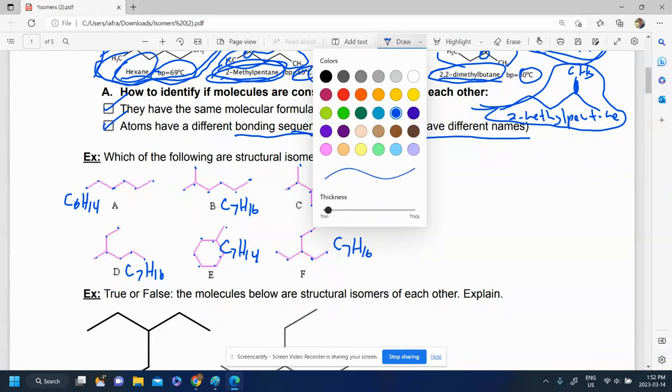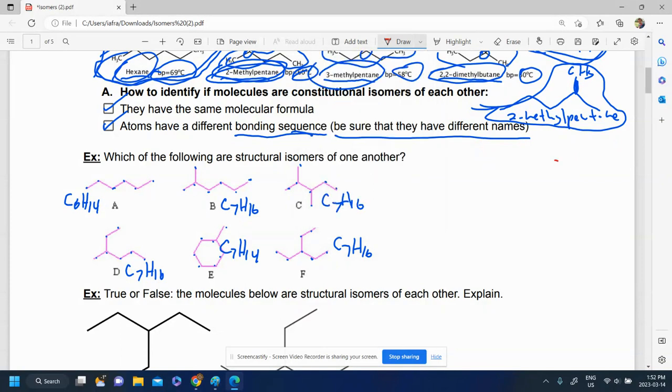And then here we have 7 carbons, C7H16. So now that I've done this, I can go and eliminate the ones that would not be structural isomers. And those are the ones that have different molecular formulas. So we know A would not fit because it's C6H14. And we also know E would not fit because it's C7H14. So A and E are not in there.